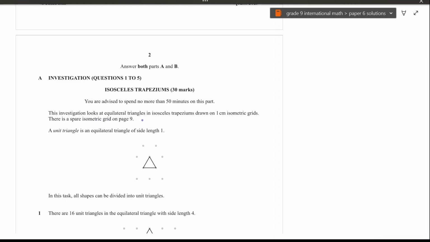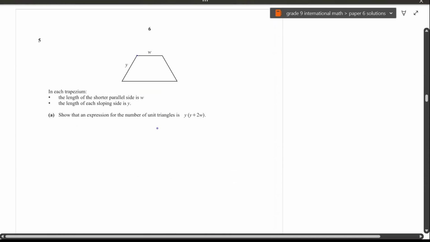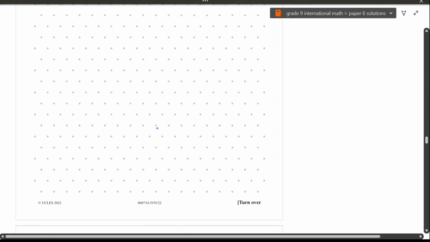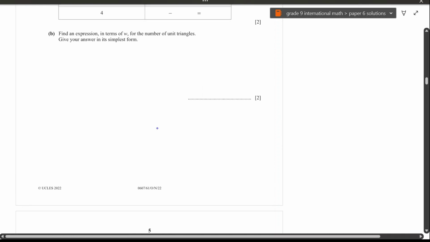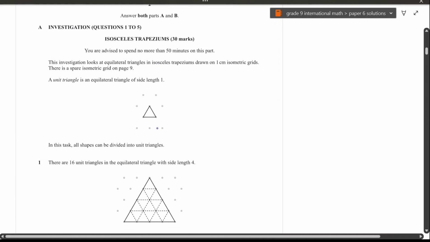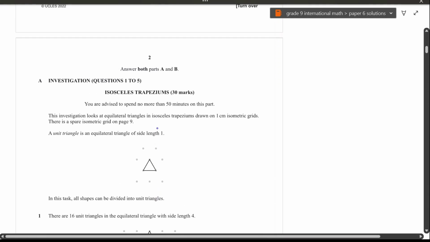This looks at equilateral triangles and isosceles trapeziums drawn on 1 centimeter isometric grids. There is an additional isometric grid on the actual paper, somewhere around the end of this section. If you wish, you can use it, but I don't think I'll feel the need to use that. So there are 16 unit triangles in the equilateral triangle.